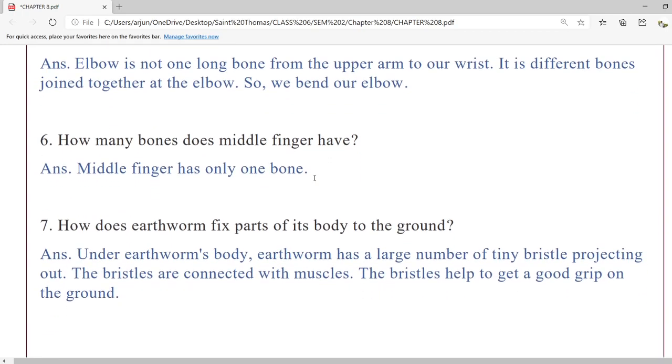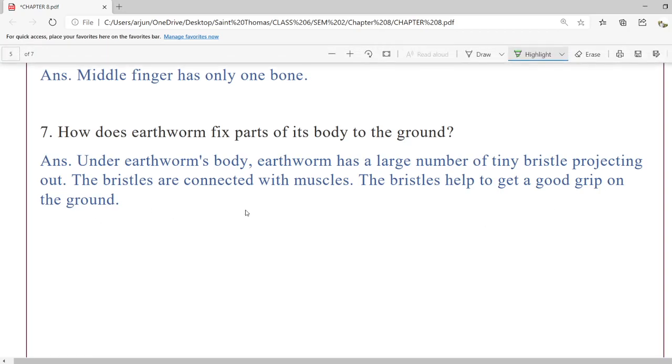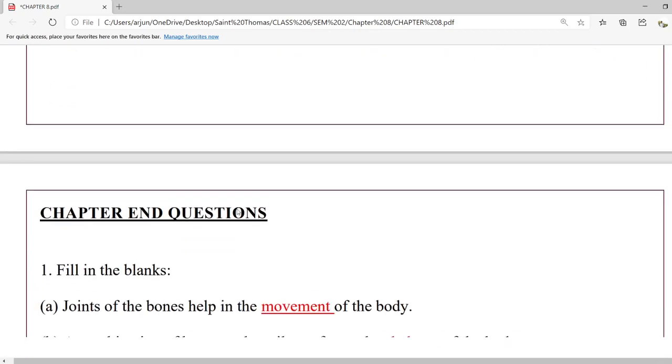The next is, how many bones does the middle finger have? Middle finger has only one bone. Okay, remember this, middle finger has only one bone. How does an earthworm fix parts of its body to the ground? Under the earthworm's body, the earthworm has a large number of tiny bristles projecting out. The bristles are connected with the muscles. The bristles help to get a good grip on the ground. With the help of bristles present on their body, they fix their body to the ground.